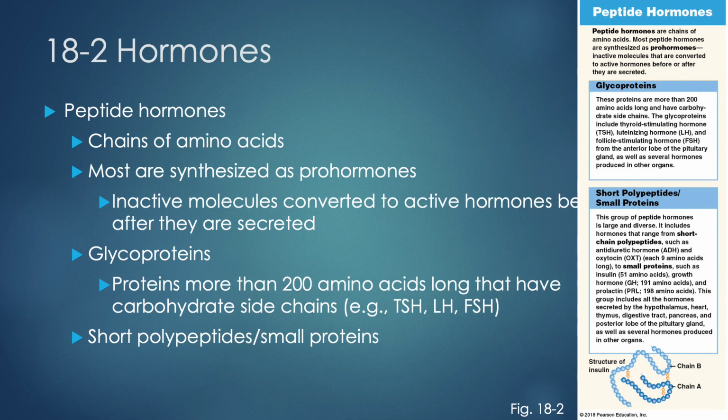Peptide hormones are chains of amino acids that are mostly synthesized as prohormones. So this means that they're inactive molecules that convert to active hormones either before or after they're secreted. There's also glycoproteins, and these are proteins that are more than 200 amino acids long, and they have a carbohydrate side chain. So for example, TSH, or thyroid stimulating hormone, luteinizing hormone, and follicle stimulating hormone are all examples of glycoproteins. And there are also short polypeptides and small proteins.